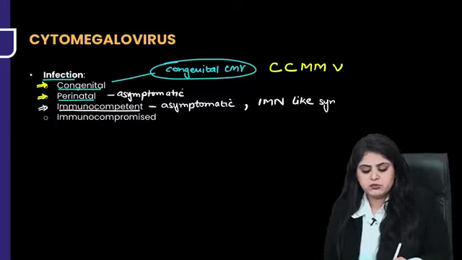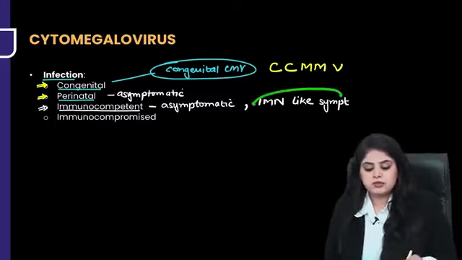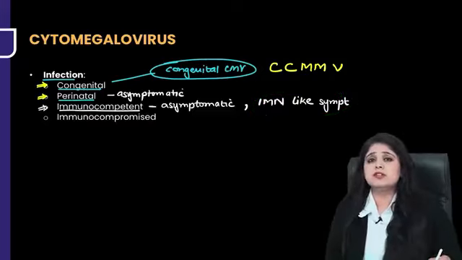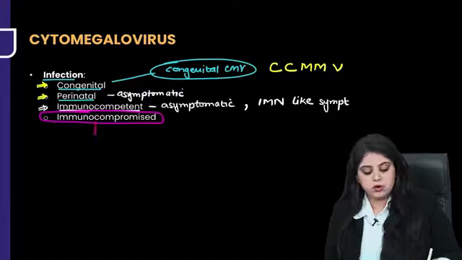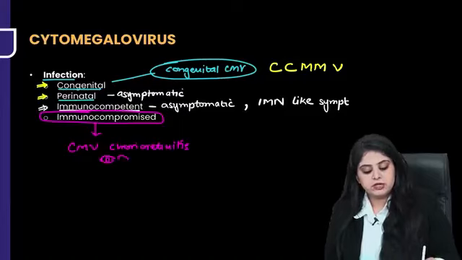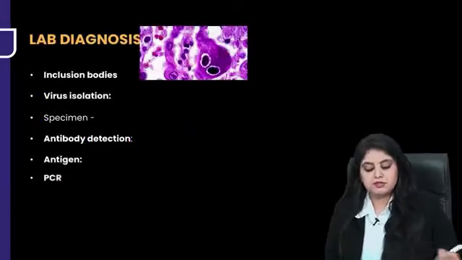Now, what was infectious mononucleosis? Ma'am, that was Epstein-Barr virus. Yes, so that same Epstein-Barr virus, infectious mononucleosis, glandular fever, those kind of symptoms will be seen if the patient has good immunity. But if the patient has a bad immunity, that is, if the patient is immunocompromised, then CMV chorioretinitis is one of the very famous findings that you get over here. CMV chorioretinitis is what is noted. I hope everyone is settled with cytomegalovirus. I can go on to the lab diagnosis and the treatment.